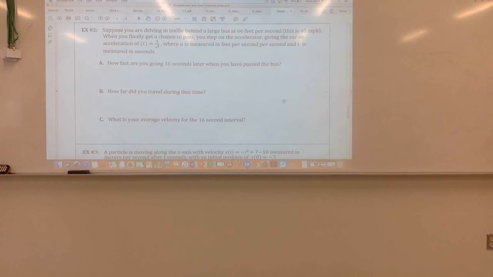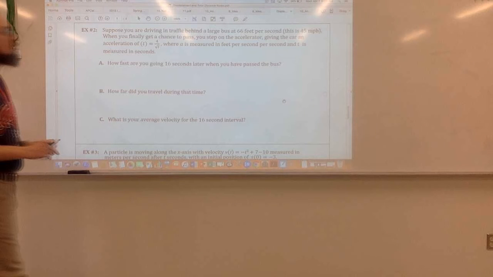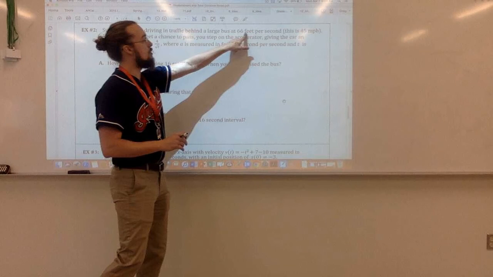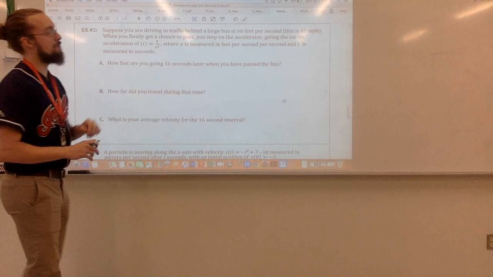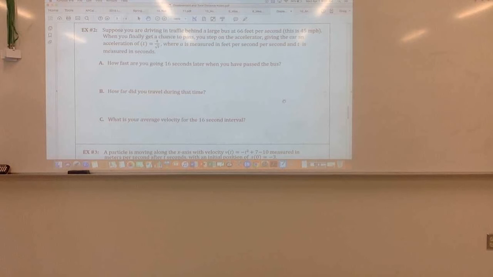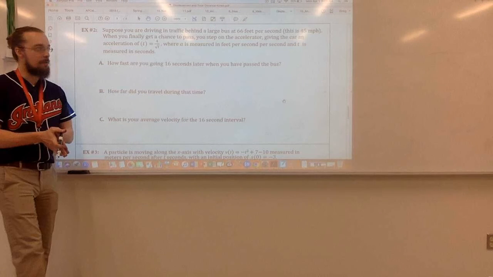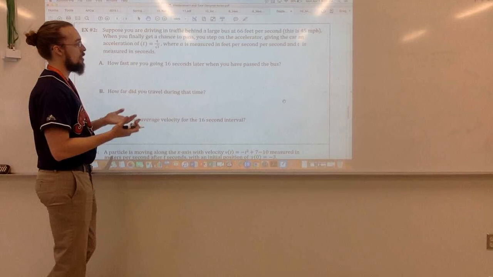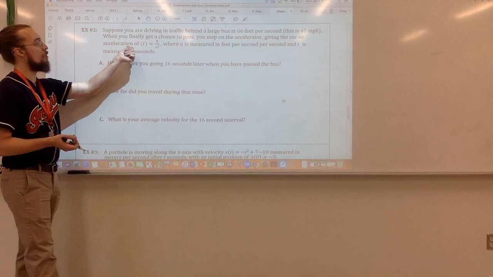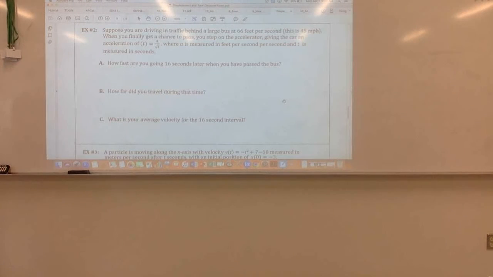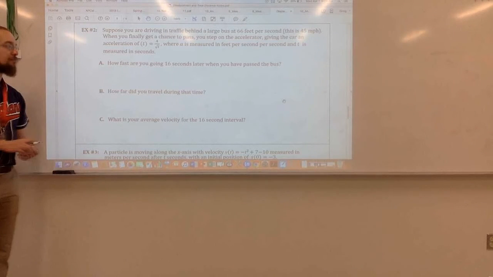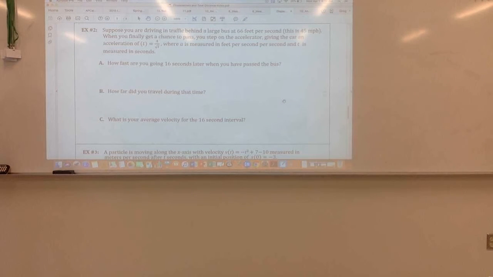So this is kind of a different type of question. This right here is our initial velocity. I start out going 66 feet per second. And then, at some moment in time, we'll say that this is at t equals 0, our acceleration is given by 4 over the square root of t. How would I figure out how fast I'm going 16 seconds later?